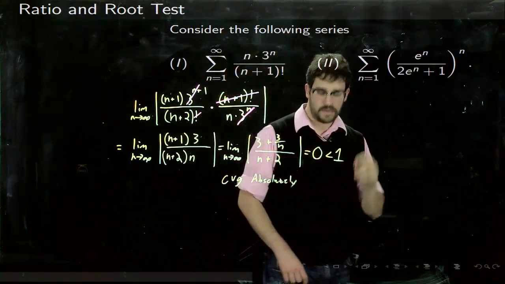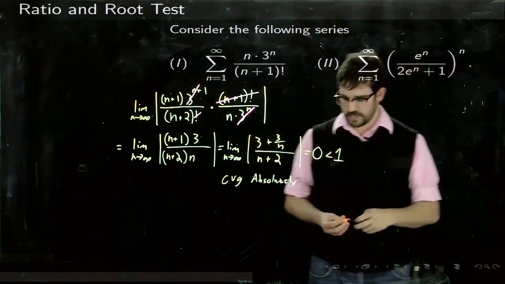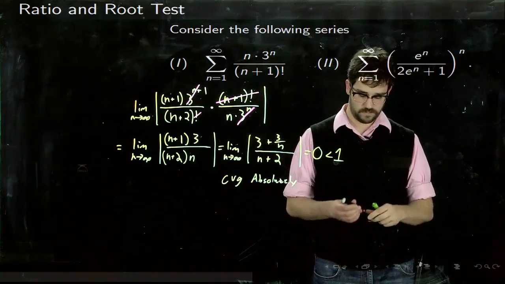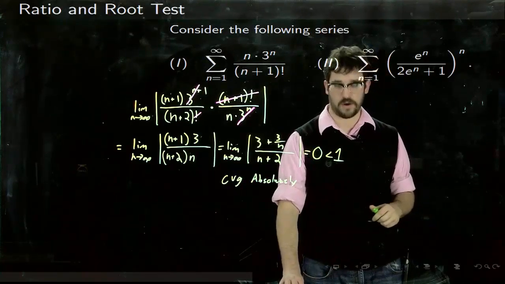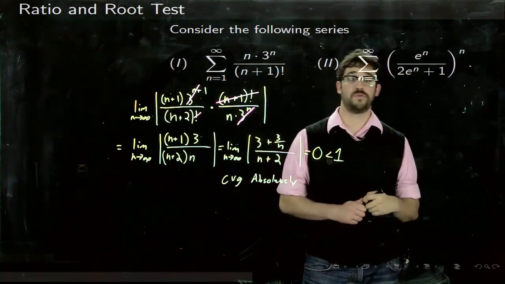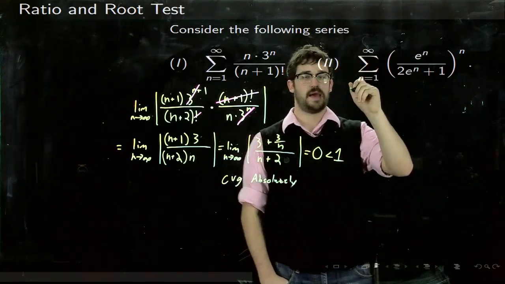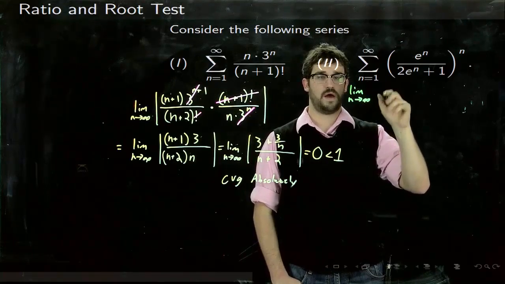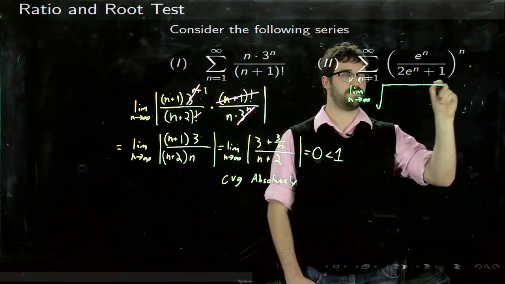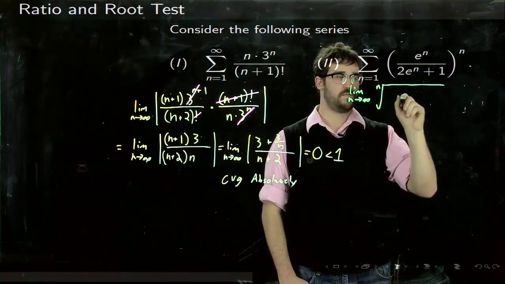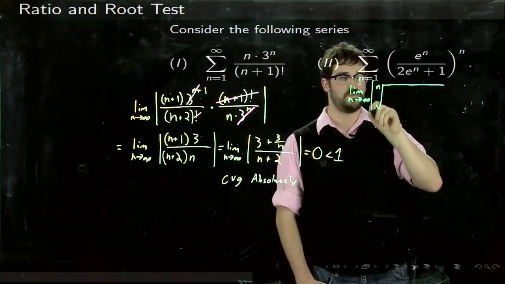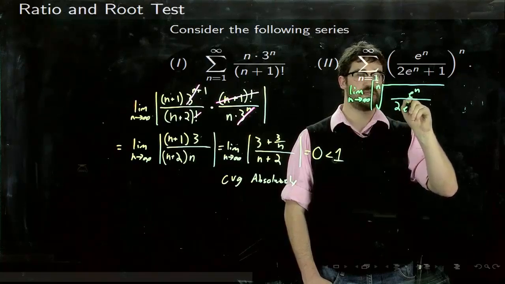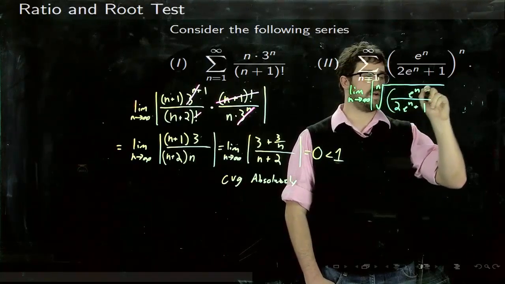Awesome. Now this one here, we have everything raised to the n. So the root test comes to mind, and we have the limit as n goes to infinity of the nth root of this function, absolute value, e to the n over 2 e to the n plus 1, all raised to the n.